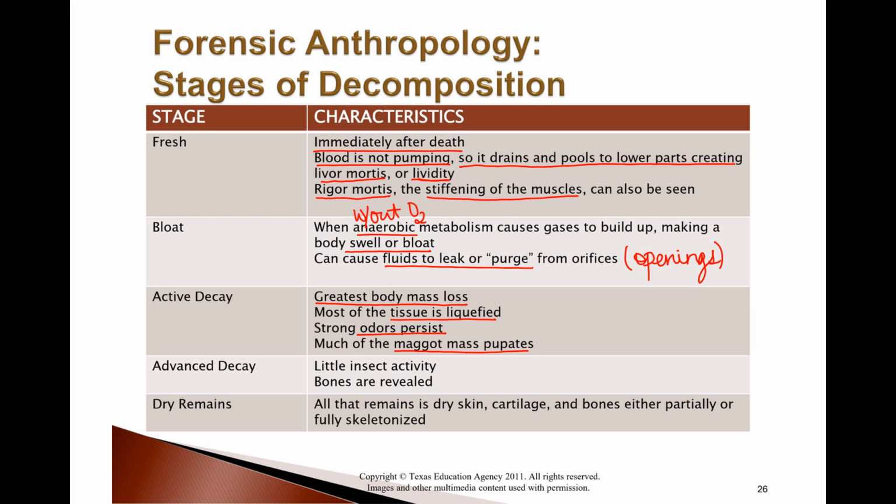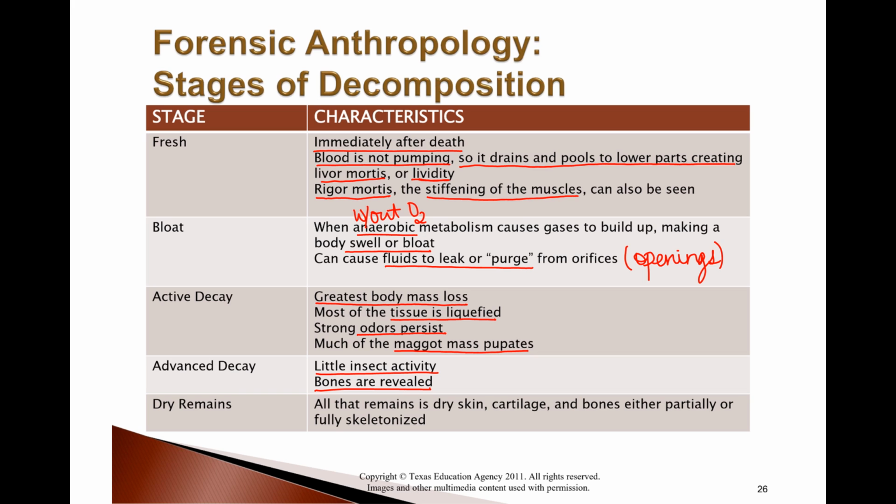Then after active decay is advanced decay. So in advanced decay we have very little insect activity. We will talk more about the insect role in this when we hit the entomology section. And at this point you have very little tissue covering you, so you can start seeing bones. There's almost no tissue or flesh, muscle if you will, left on the body.